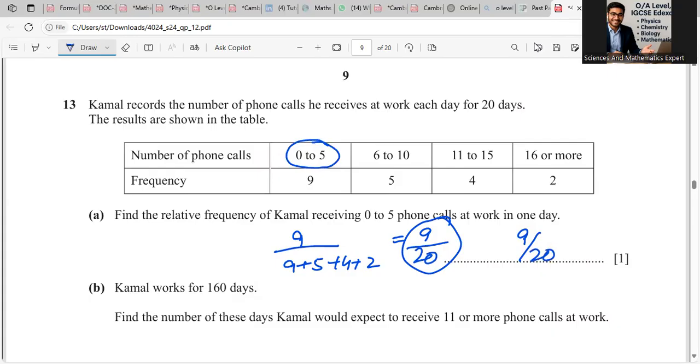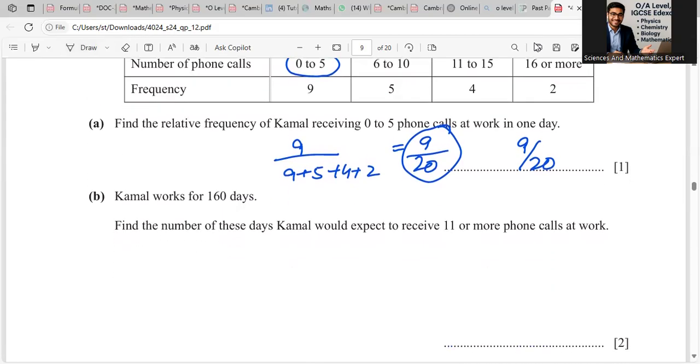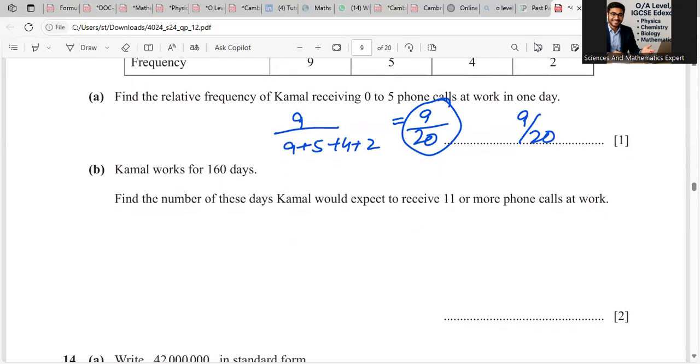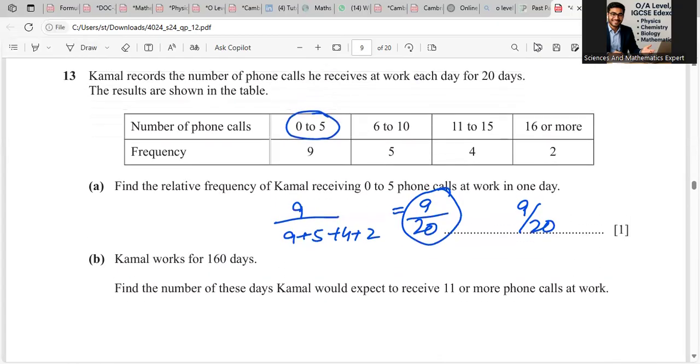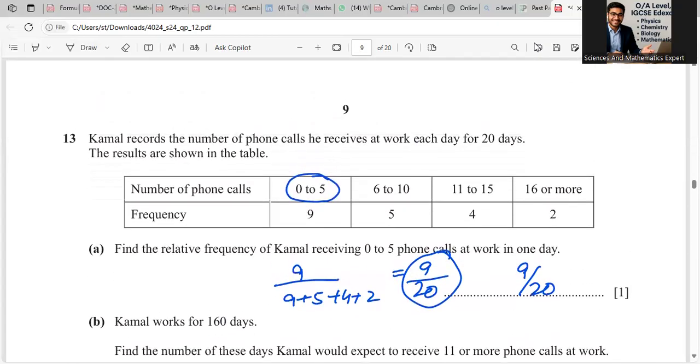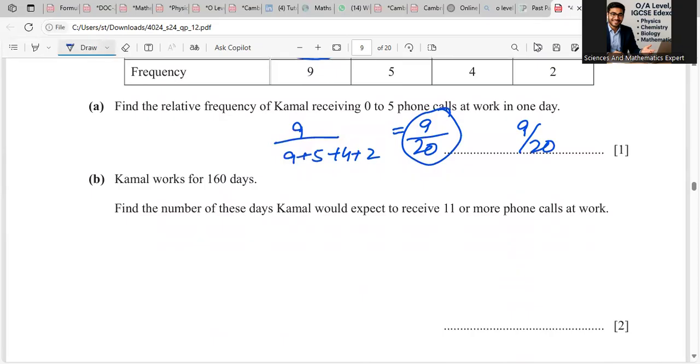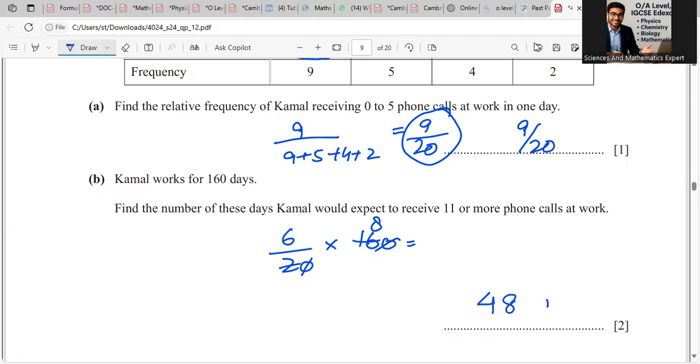After that, he is saying Kamal works for 160 days, and find the number of these days Kamal would expect to receive 11 or more phone calls. So the frequencies are 4 and 2. Then he will use 4 plus 2, the total frequency, over 20 multiplied by 160. So he is getting 4 plus 2, total 6. 6 over 20 multiplied by 160 gives 48.